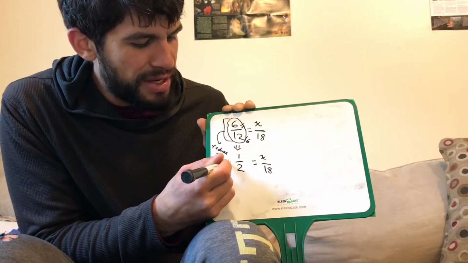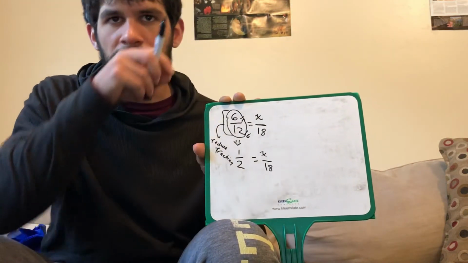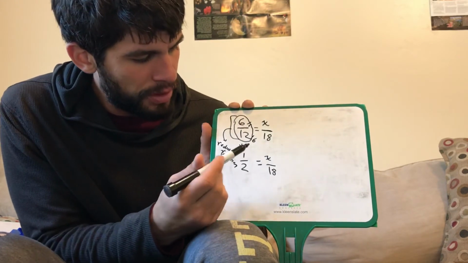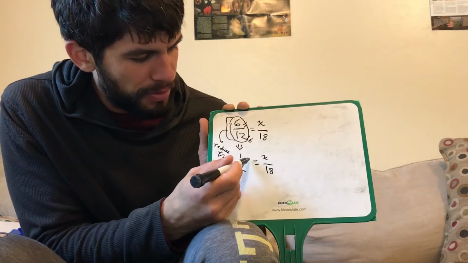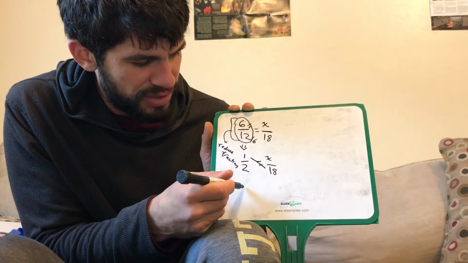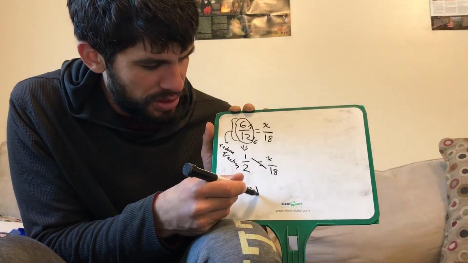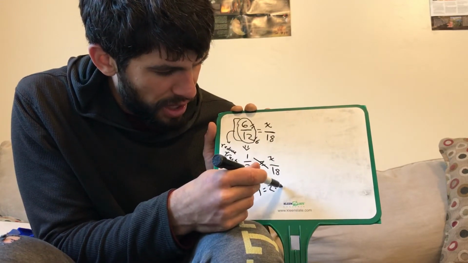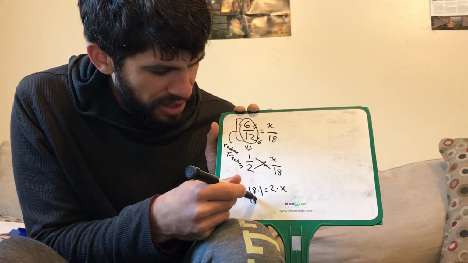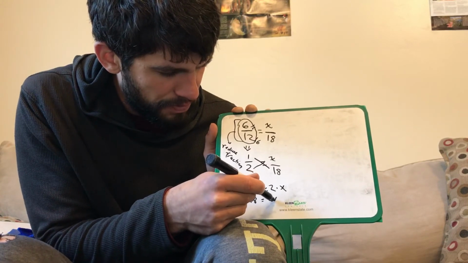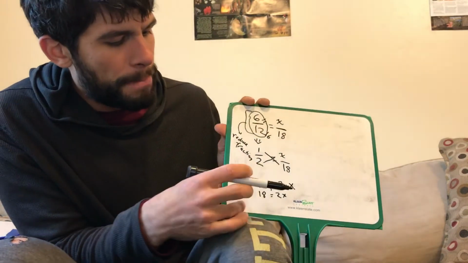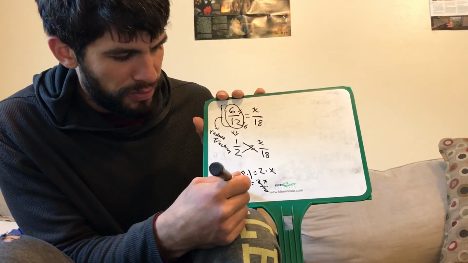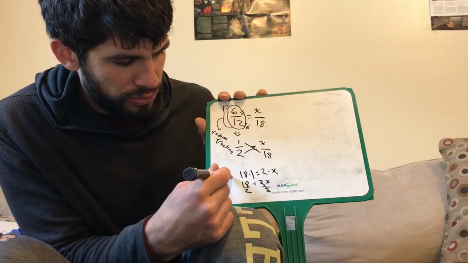This is not a necessary step, but it's going to make our life a lot easier if we're using the cross-multiplying method. So now we can cross-multiply, and all I have to do is 1 times 18, which is just 18, right? 18 times 1 is equal to 2 times x. So we're going to get 18 is equal to 2x. And then it's a one-step division equation. Divide by 2. And we get that x is equal to 9.